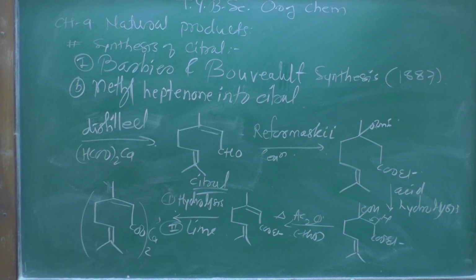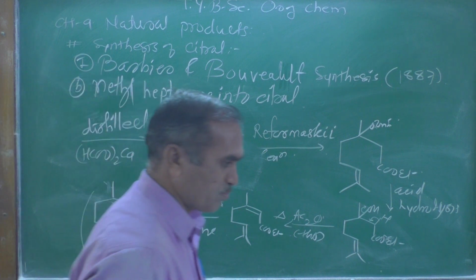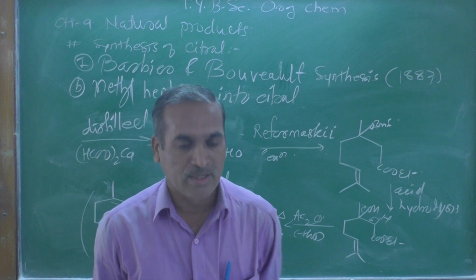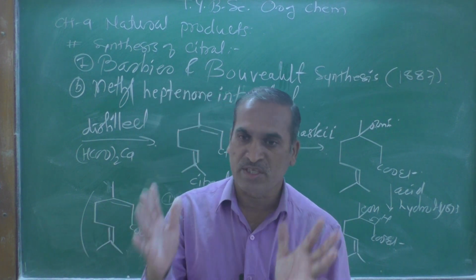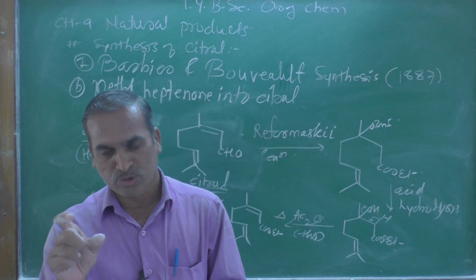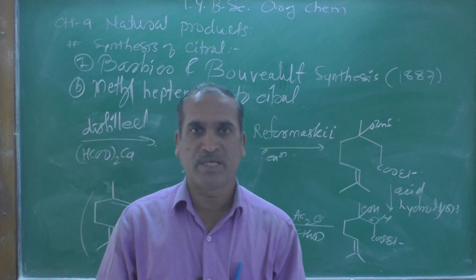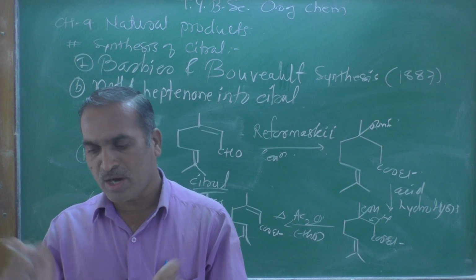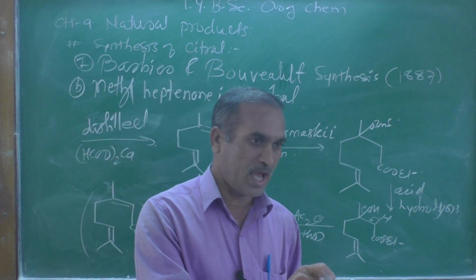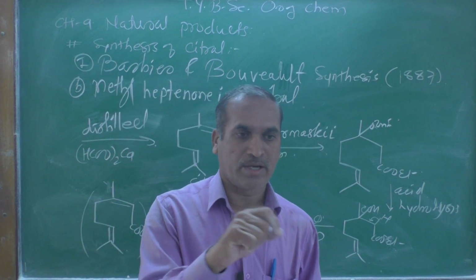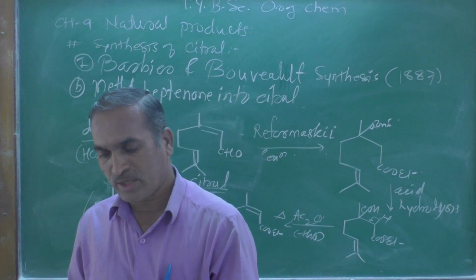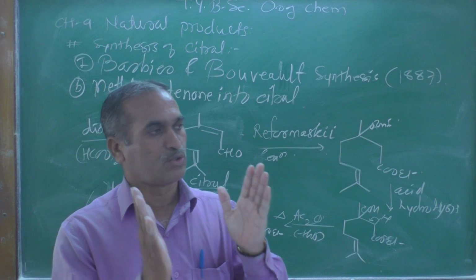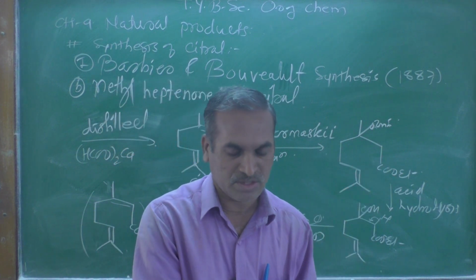By using these various steps, what is important here is you have to remember what starting material he has used for the synthesis of citral. So the name of this synthesis is the Barbier and Bouveault synthesis. Describe, or write notes on, the Barbier and Bouveault synthesis. So you remember that is the synthesis of citral.